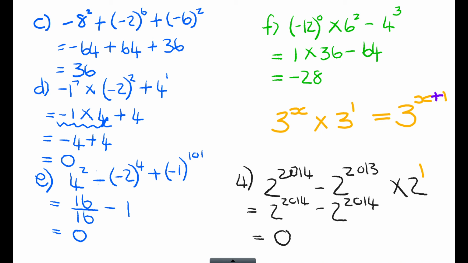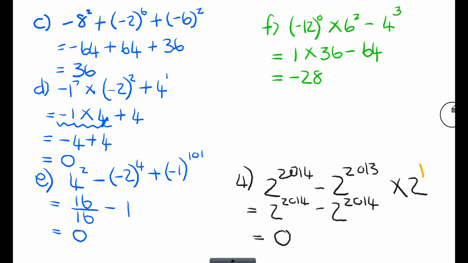Same thing here. I had to go and add the 2013 and the 1. So the base stayed 2, but now my exponent becomes 2014. We're still getting to the chapter about exponents, so don't be too stressed if you don't get it. This was, like I said, just a trick question at the end.